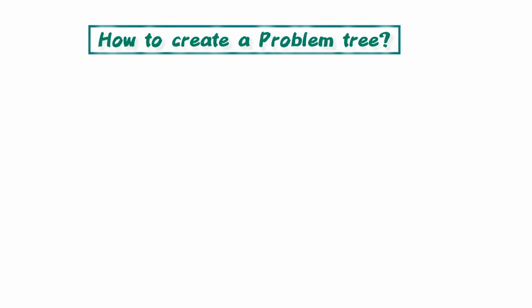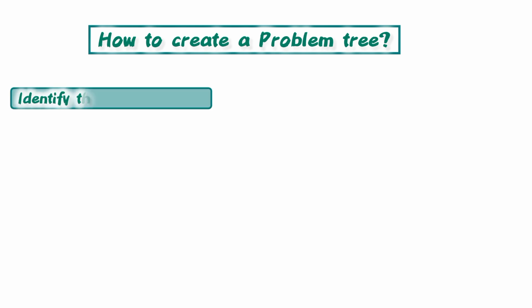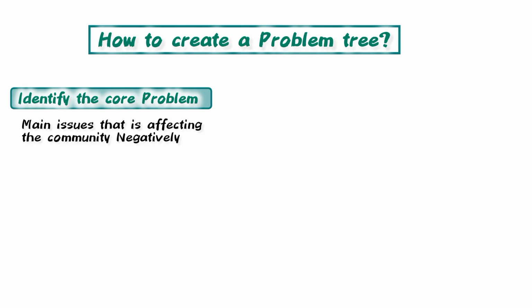So there are a few steps that we follow. The first step, identify the core problem. So here you ask yourself, what is the main problem that needs to be solved? For example, poor waste management in the community. So the core problem is the main issue that is affecting the community or the project negatively.